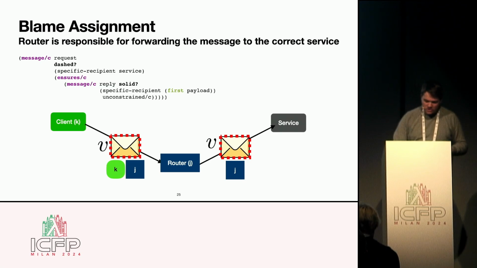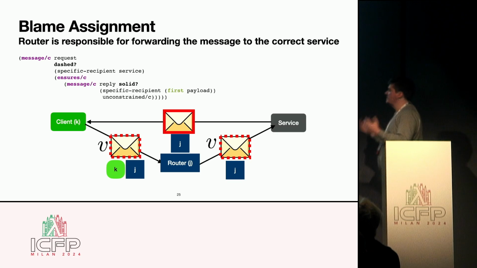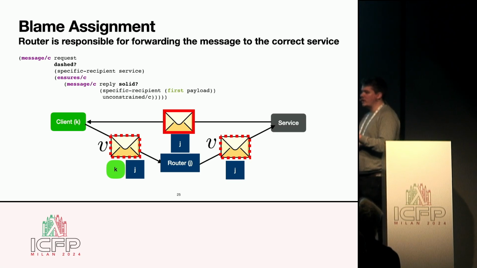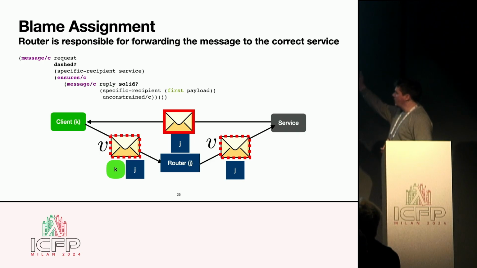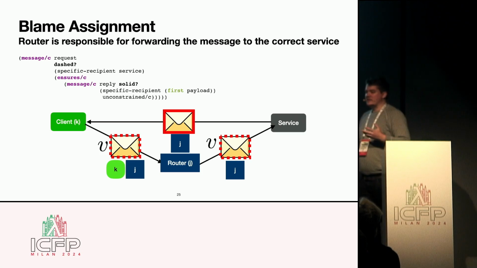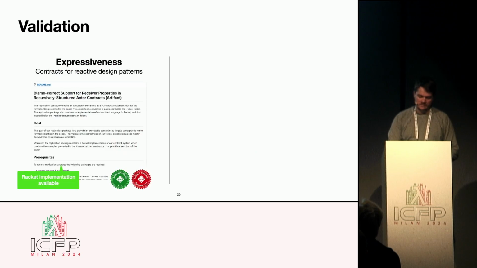The final question becomes, what do we do with messages that do not originate from the router, but from some other component down in the communication chain? Well, we just keep this blame label attached, because in the end, the router has started this communication chain, so it is to blame for anything that goes wrong within this communication chain.